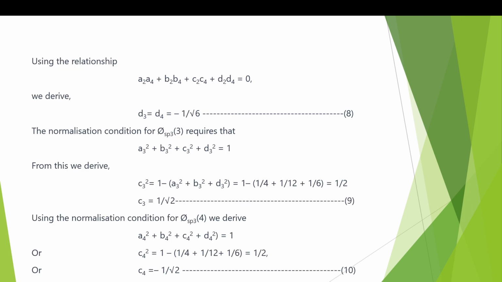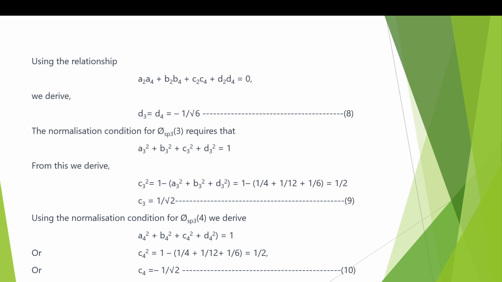Similarly, we can show that d3 is same as d4, and the values are minus 1 over under root 6, equation 8. Applying the normalization condition for the third sp3 orbital, a3 square plus b3 square plus c3 square plus d3 square equal to 1. We know the value of a3, we know the value of b3, and we know the value of d3. Therefore, c3 can be evaluated very easily, and c3 equal to 1 over under root 2, equation 9.